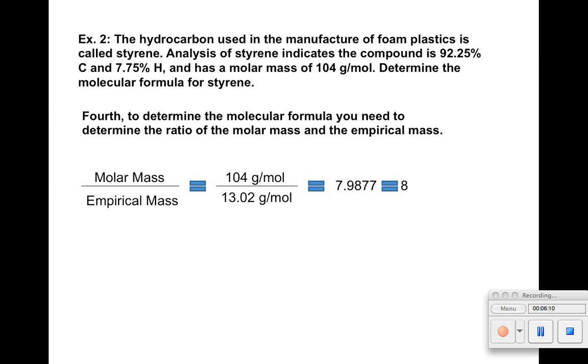If it's not close enough to round by using rounding rules, you're going to have to multiply your ratio by a number to get it close enough that you can round. You'll see some of those in your practice problems. So now, the molecular formula for styrene is C8H8, and that is the answer to your question. Determine the molecular formula for styrene, C8H8. Now look at your SSS packet and complete the following problems.